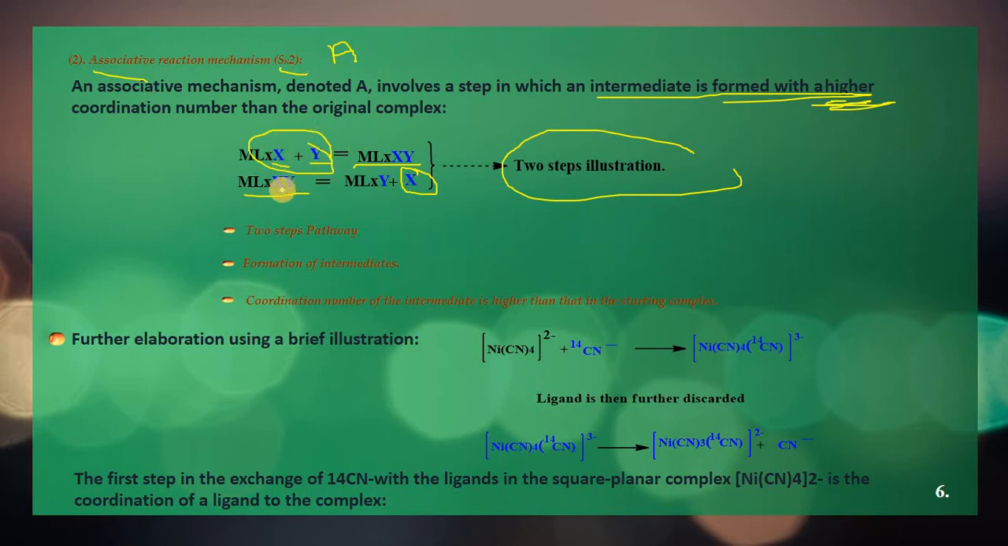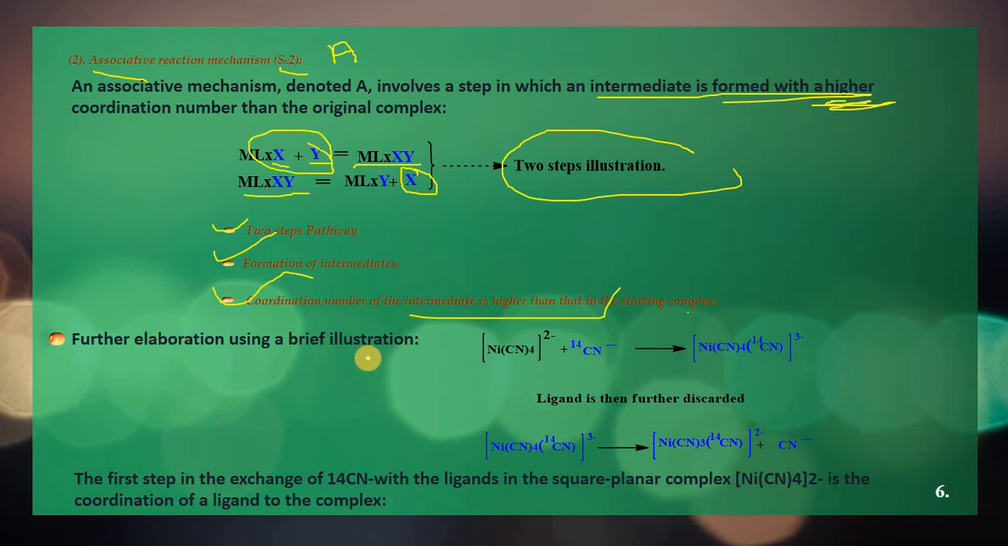Then they tend to speak together and say, "Oh, Mr. Man, you can't leave now." So these are the points I bullet: a two-step pathway, formation of an intermediate, and the coordination number of the intermediate is higher than that of the starting point. I said it earlier here.